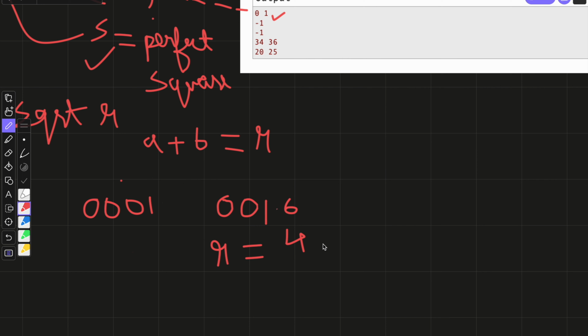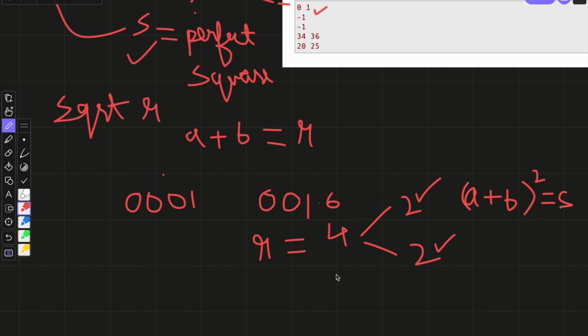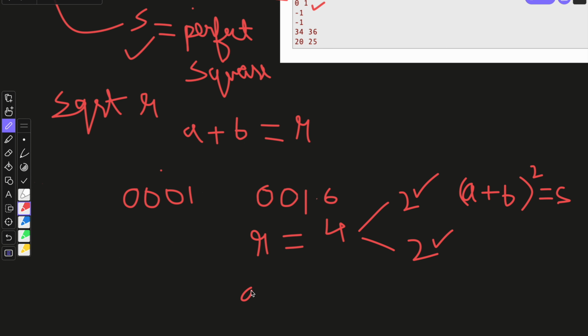Now we can divide 4 into 2 parts, that is 2 and 2. So a would be 2 and b would be 2. So we can get (a + b) whole square equal to the year, S. So for even numbers we can do this: a would be r by 2 and b would be r by 2.